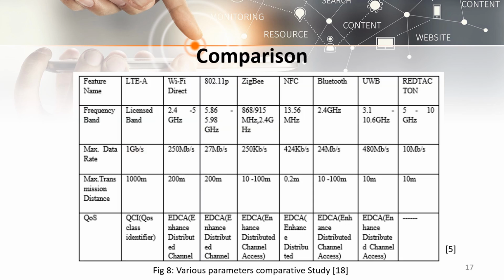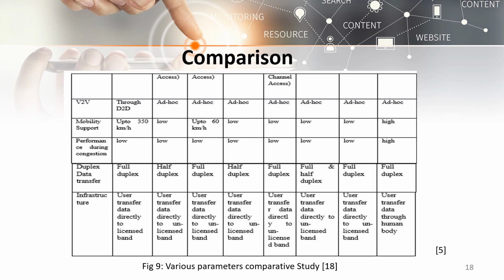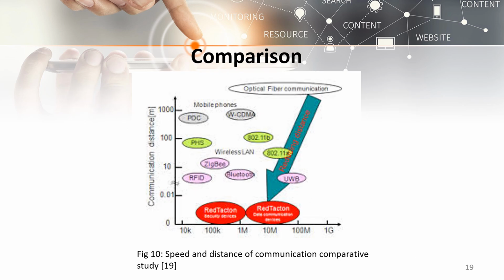We will get to the comparison using the following charts. The below chart shows the positioning of RedTacton with respect to existing communication technologies. The focus is on ubiquitous service, and this has brought about the shortening of distance in communication. RedTacton is positioned as the last 1-meter solution to ultimate close-range communication.